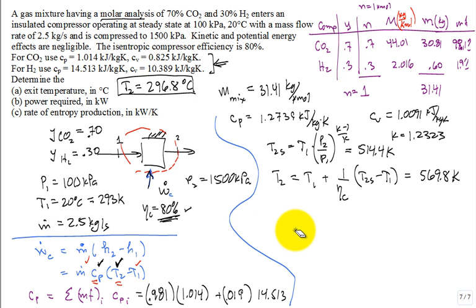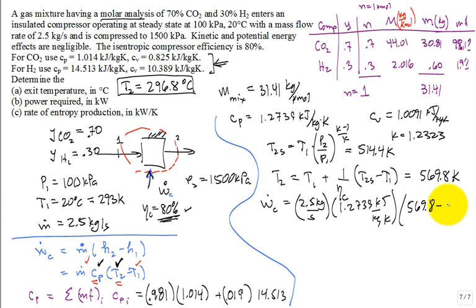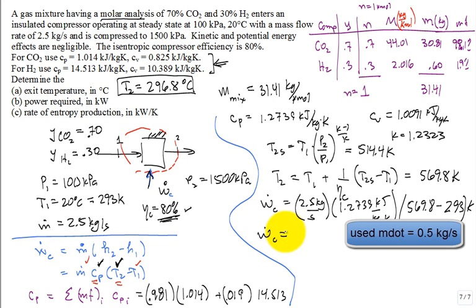Now, what about that exit power? W dot compressor is equal to the 2.5 kilograms per second times the specific heat, 1.2739 kilojoules per kilogram Kelvin, times the temperature change, 569.8 minus 293 Kelvin. And the units work, W dot compressor turns out to be, excuse me, 176 kilowatts.